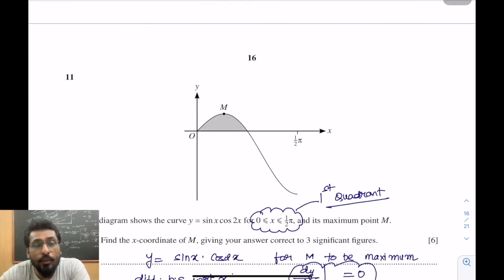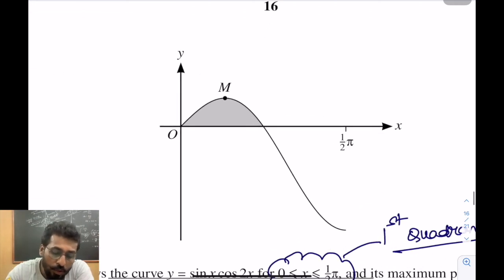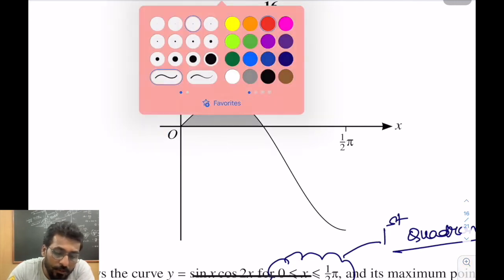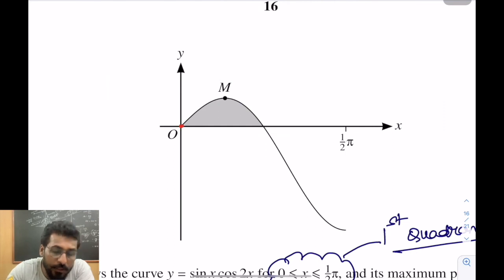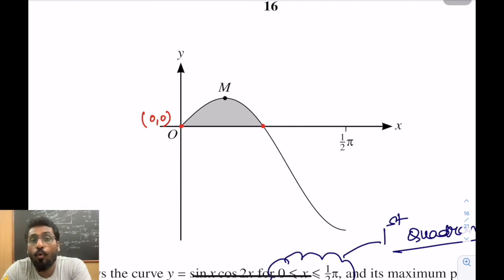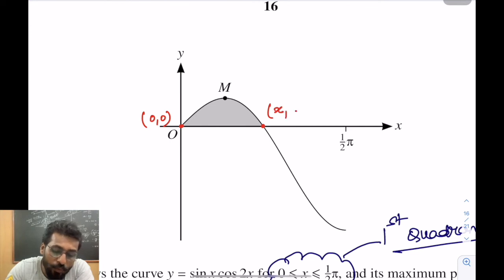So this is the shaded region. You can very well see the shaded region. You want to find the area of the shaded region. Now you know the coordinates of this point, right? It's 0, 0. X and y, both of them are 0. What are the coordinates of this point? Over here, y is 0. I do not know what's the x coordinate. I call it x1, but I know the y coordinate is 0.